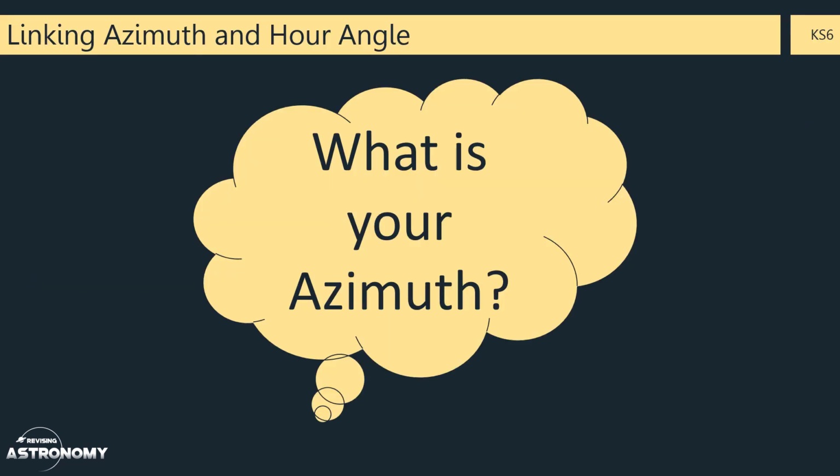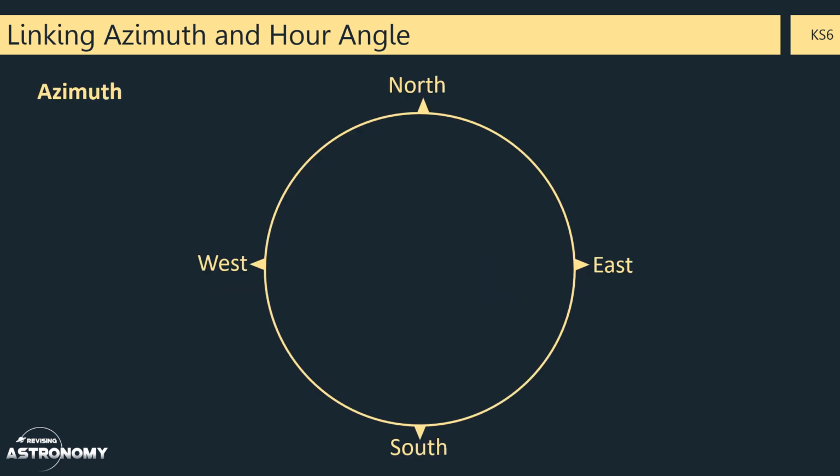In this video, we're going to look at how we can link azimuth and hour angle. Let's start by reminding ourselves what azimuth is. Azimuth is a part of the horizontal coordinate system, and it lets an observer know which compass direction to look at to observe a star.